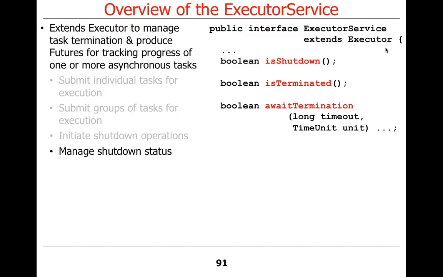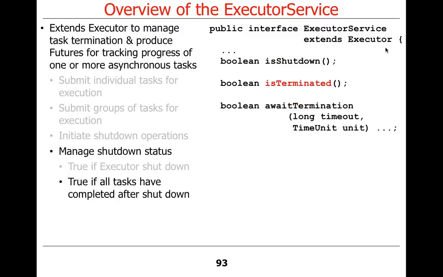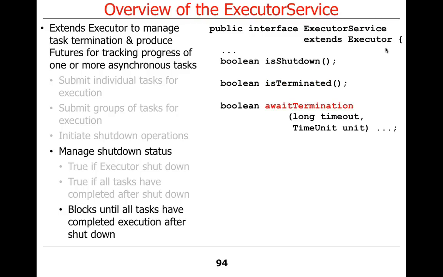And then there's also a bunch of methods to check the status of shutdown. isShutdown checks to see if the executor has been shut down. In other words, somebody said shut yourself down. isTerminated checks to see if everybody's finished running, all the tasks have completed after the shutdown. And awaitTermination is used to block up to some timeout, waiting for everybody to shut down. So what you might do is say shutdown, and then do an awaitTermination. And when awaitTermination returns, then you know that everybody's shut down.